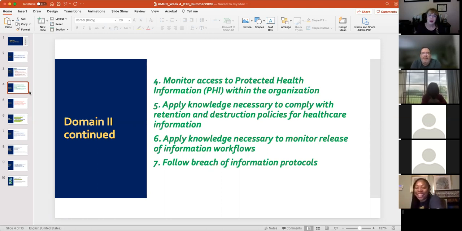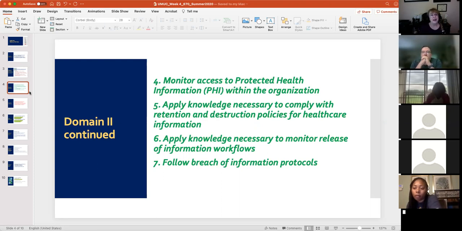Thank you. Okay. All right, number 5, apply knowledge necessary to comply with retention and destruction policies for healthcare information. I am sure I had a question about this when I sat for my RHIA. You can't just take medical records and throw them in the garbage. Why? Because there are dumpster divers all over the place.